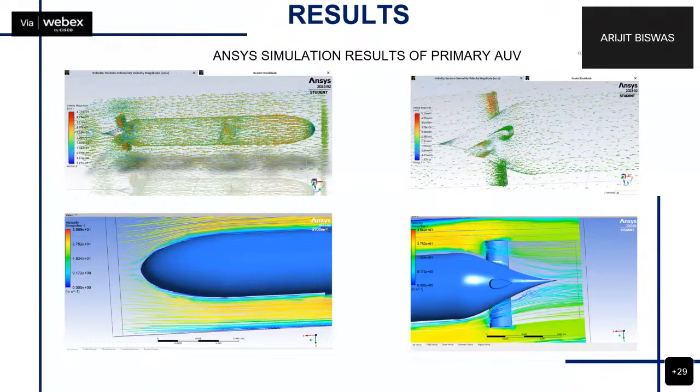Okay, so these are the results. This is the ANSYS simulation result for the primary UV. As you can see in this picture, this is how water is passing through. This test is conducted in this very small enclosure.